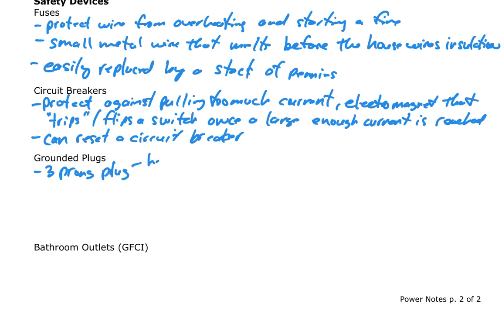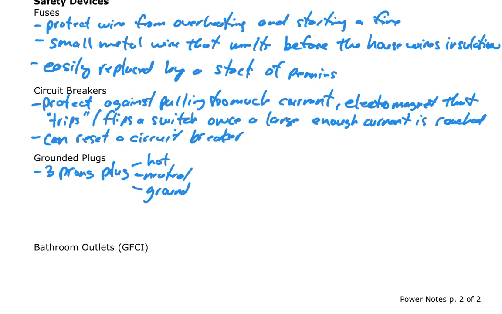Okay, one we said was the hot, one we said was the neutral, and one we said was the ground. Now the hot is the wire that comes from the utility. So that's why we call it hot, because that's carrying the energy from the utility. The neutral just goes back to the utility, right?